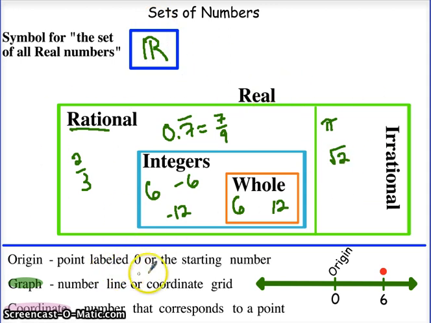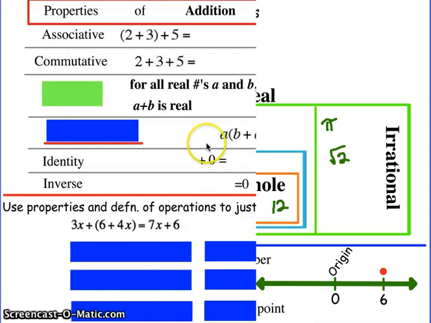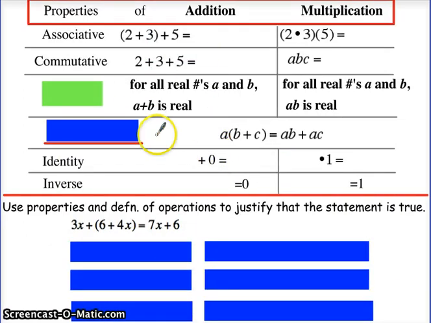Also remembering how to graph, such as a simple graph like a number line. Remember that the origin is where your number line starts. Your actual graph, or the coordinate grid that you're using, the green line, would be your graph. And the coordinates are just any number that corresponds to a point, such as the red point over the number 6 right here. Now, to work with the real numbers, we also have some properties for a couple of operations, such as addition and multiplication.